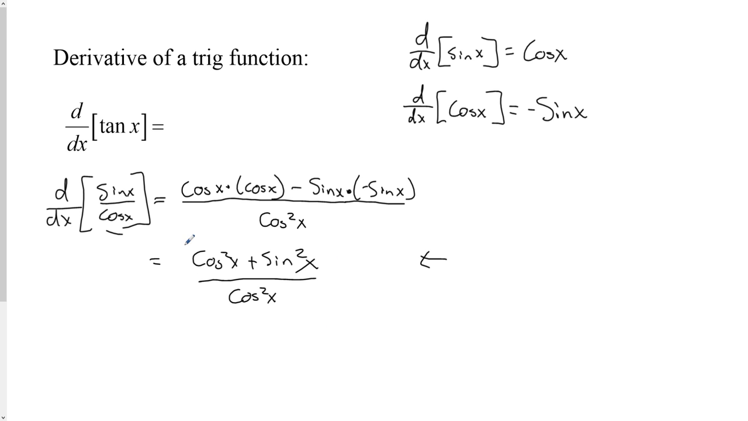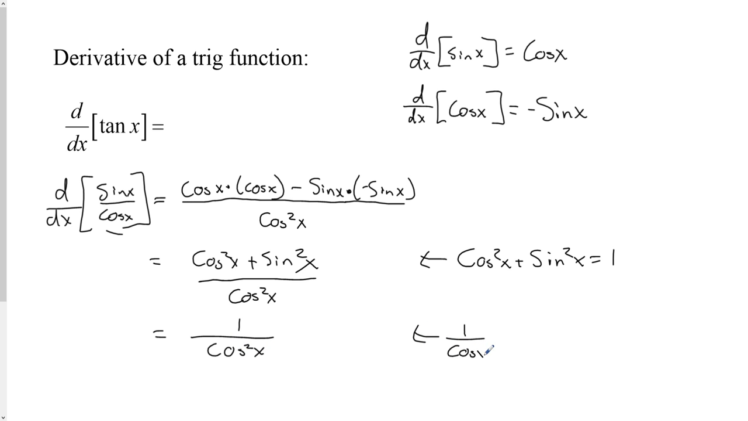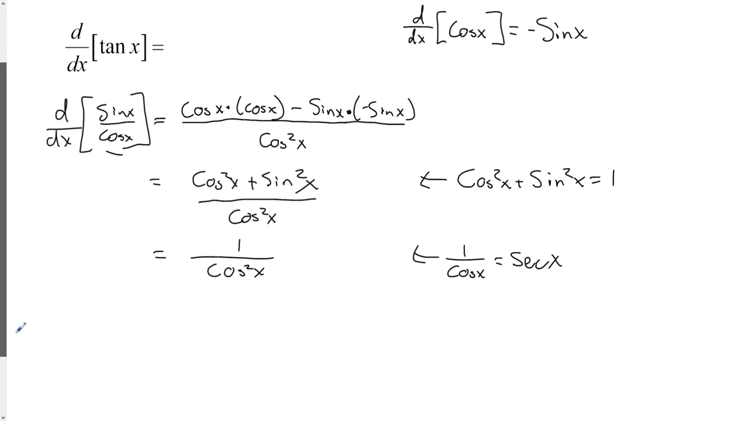So we have to remember a trig identity from last year, a Pythagorean identity that says cosine squared x plus sine squared x is equal to 1. So I can replace that with a 1. This is all over cosine squared x. And if you remember that 1 over cosine x is equal to secant x, so this particular derivative is equal to secant squared x.